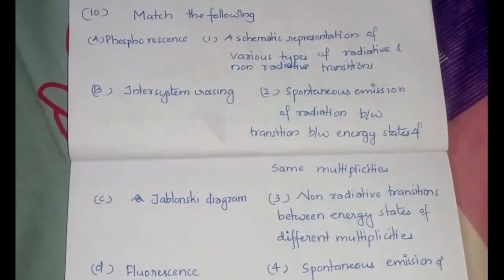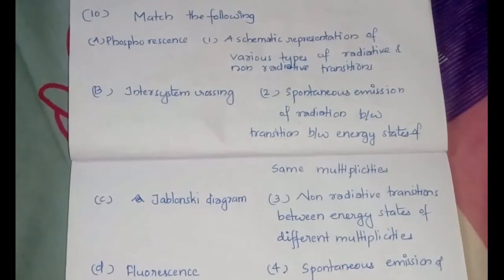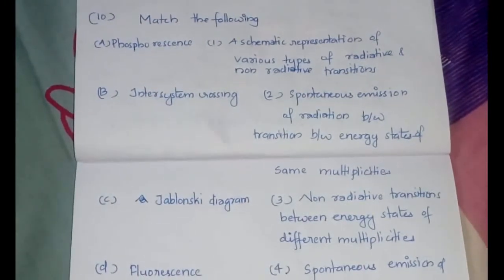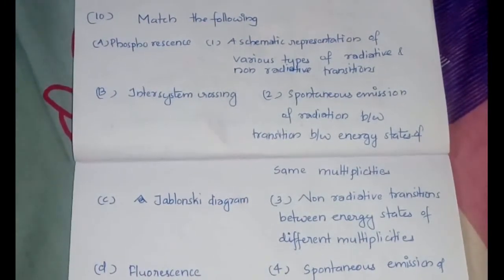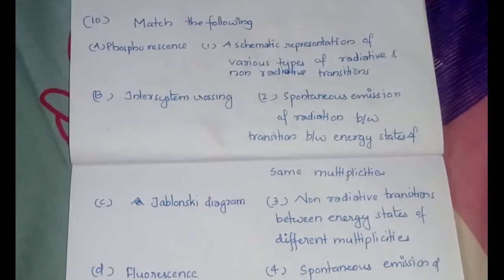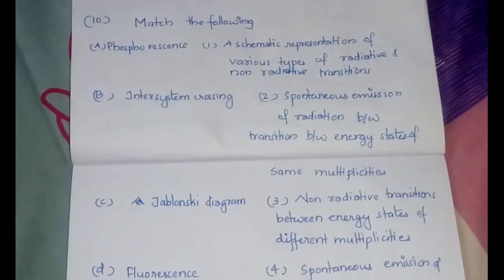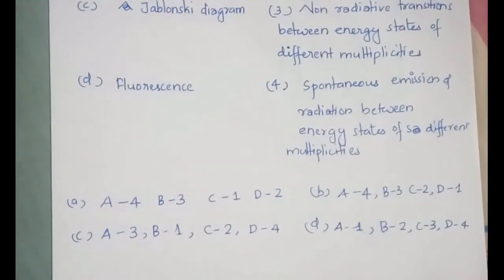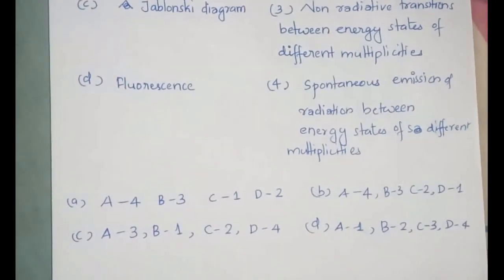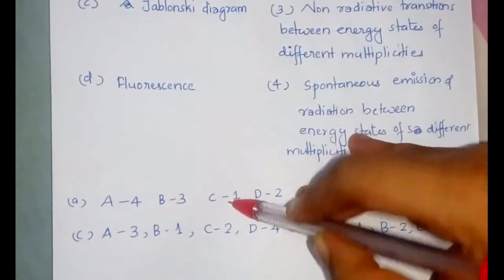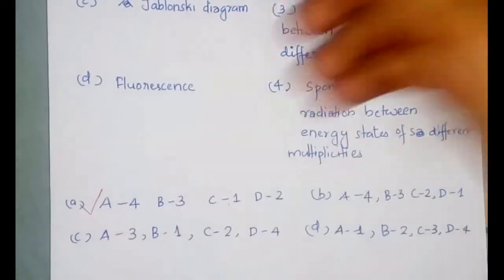But one answer that you are very sure of is the Jablonski diagram, because it is the only one which matches the schematic representation of various types of radiative and non-radiative transition. So you know that C is the correct match for the one on this side. So C equals 1. Okay, C matches with 1. Now let's go through the options here. If you go through the options, luckily you can see that there is only one option, that is option A, where C is matched with 1. So definitely that itself will be our answer.